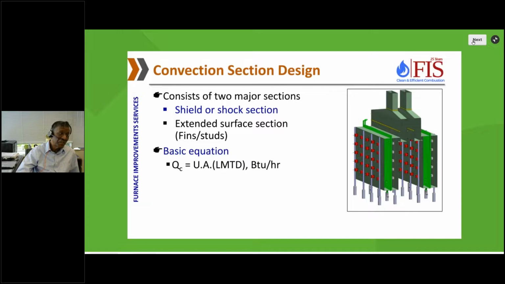Convection section generally will have two sections. We'll have a shield or shock section, and the second one will be extended surface sections, which are fins or studs. And the basic equation, just like any heat exchanger, is U A LMTD. So convection section design is much simpler. It's almost like a fin fan cooler.